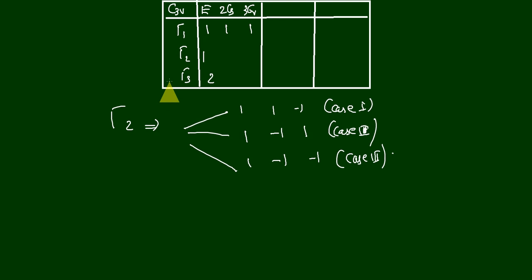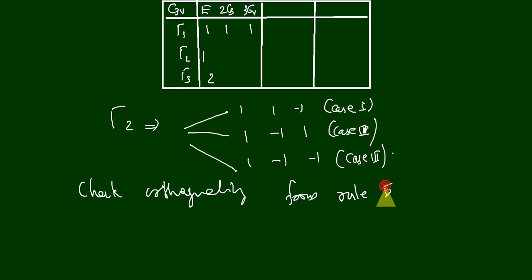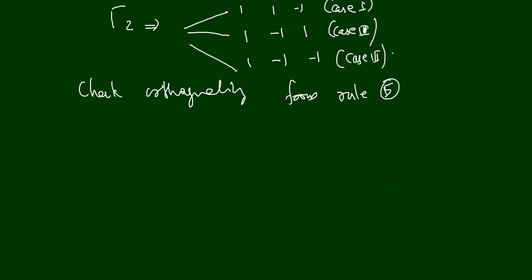That is according to rule 5. So now check the orthogonality from rule 5, derived from the great orthogonality theorem. So rule 5 states that the two irreducible representations in a point group will be orthogonal to each other. Okay, so according to that, what is case 1?